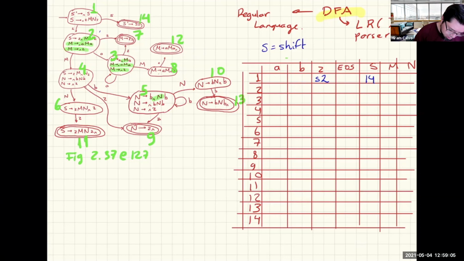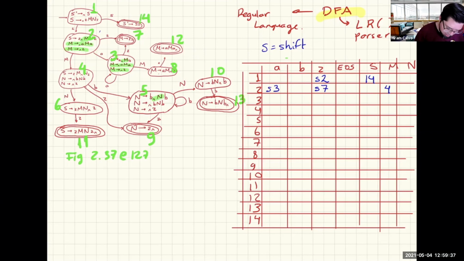In state number 2, with a Z, we have a shift and go to number 7. So 2 and Z, we shift to number 7. And also with an M, we have to move to state number 4. So 2 and M go to 4. And 2 and A, shift and go to number 3. And that's it. There are no more changes.